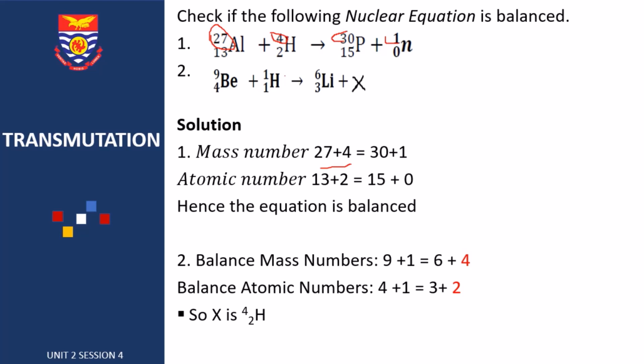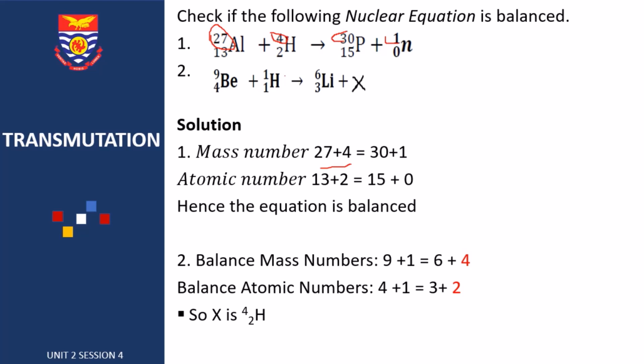Then we come to the atomic number. You realize that aluminium is 13 and helium is 2. So 13 plus 2 gives us 15, and that should be equal to the sum of the atomic numbers on the right, which is 15. So the atomic number is balanced. So in all, we see that equation 1 is balanced.